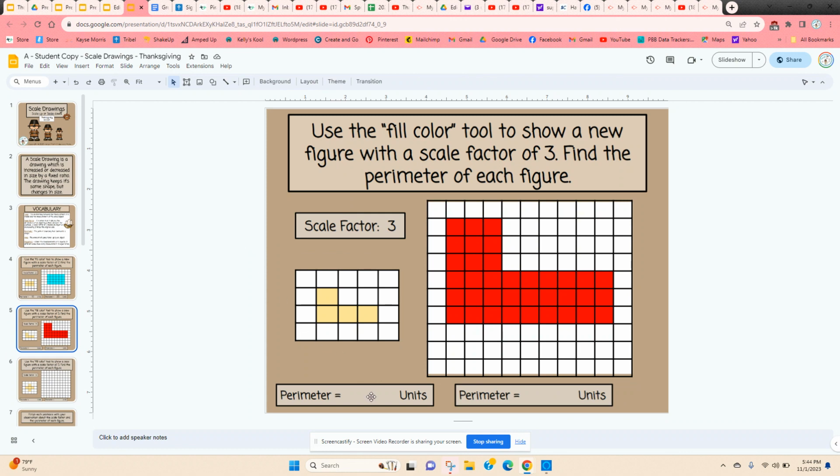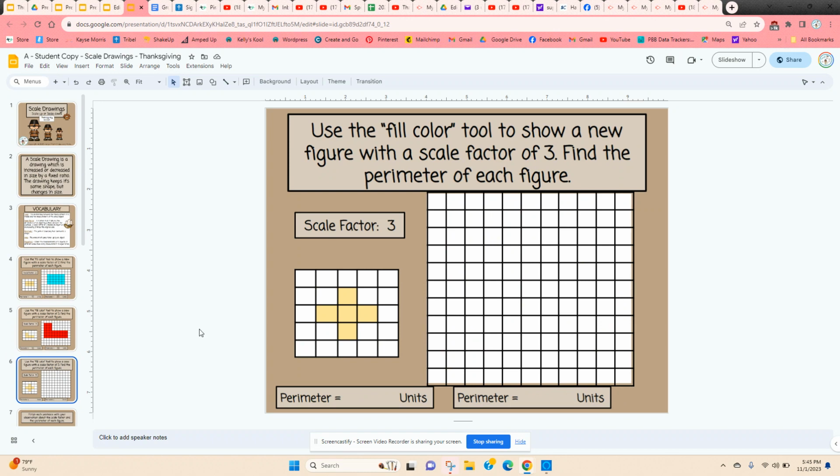Then again, we're going to look at the perimeter. The perimeter of the smaller figure would be 10 units, and the larger figure, if you count around the outside, will be 30 units. Again, you can see that the perimeter of the smaller figure multiplied by the scale factor gives you the perimeter of the larger figure.